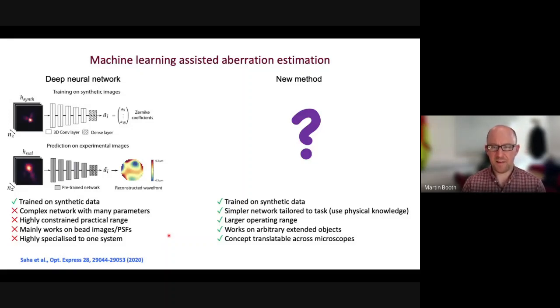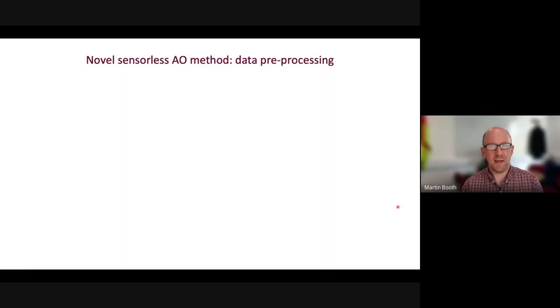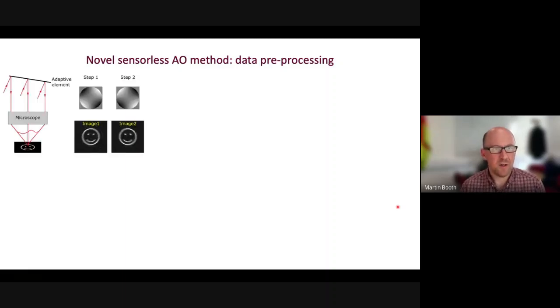Now, the way in which we do this is this physical knowledge thing here. We should take a step back, look at what we know about how microscopes work, how the mathematics of image formation work, and then use that to turn this problem from a complex one into a much simpler one. We do this by data pre-processing. So let's take a really simple example, where we just take two images out of our microscope, and in one image we had a positive amount of astigmatism, and in another image we had a negative amount of astigmatism. We end up with two images from our microscope, each of which is aberrated. This is what we were kind of doing before in our sensorless adaptive optics anyway.